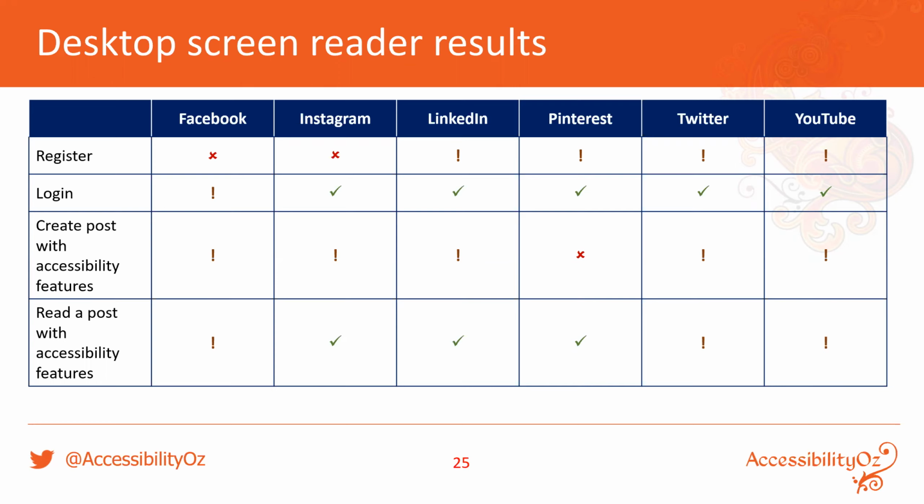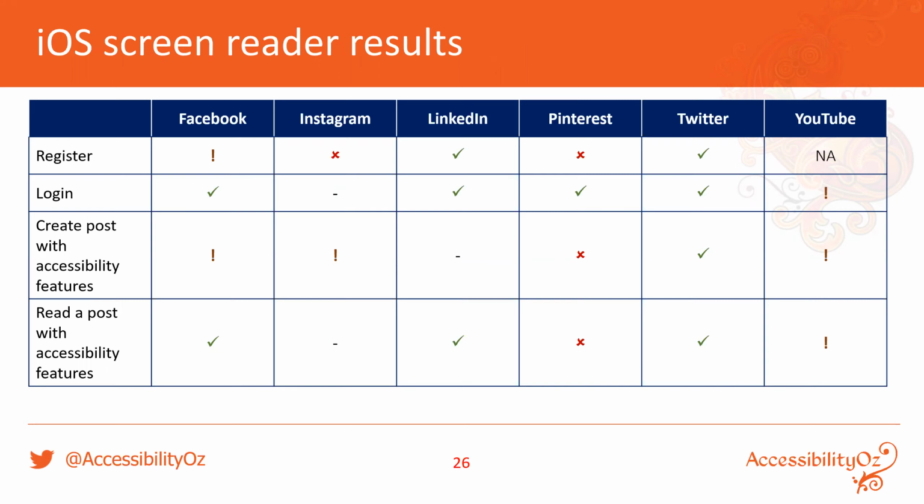YouTube, when registering, the phone number and date of birth fields were not accessible, but Raf found a way around that. Fields were not labeled, and you can accidentally publish a video, which is not a good thing. And of course, there are no audio descriptions or transcripts.